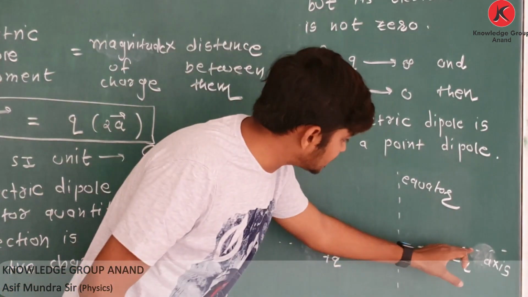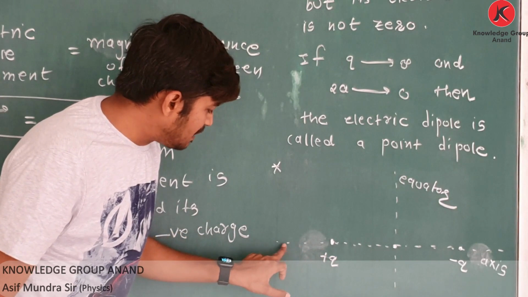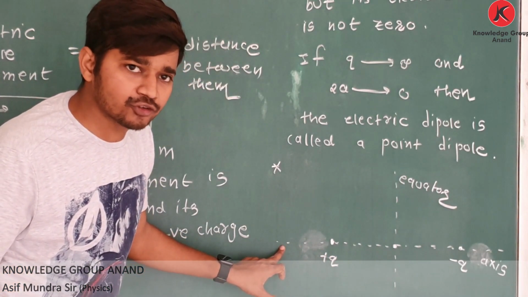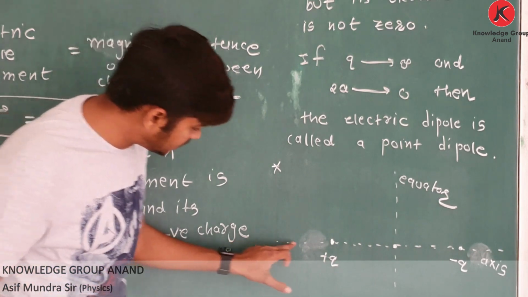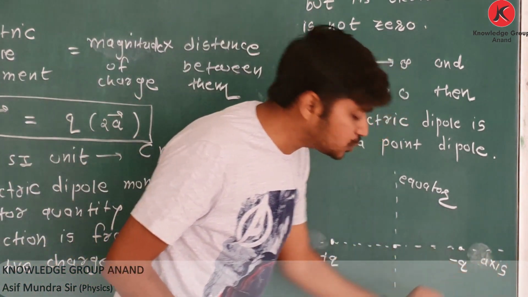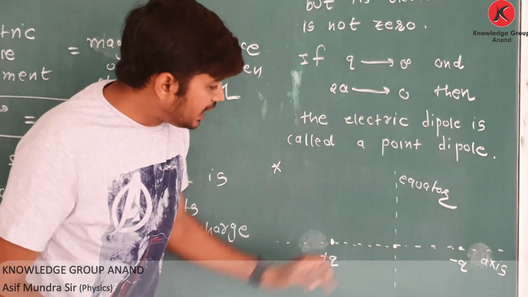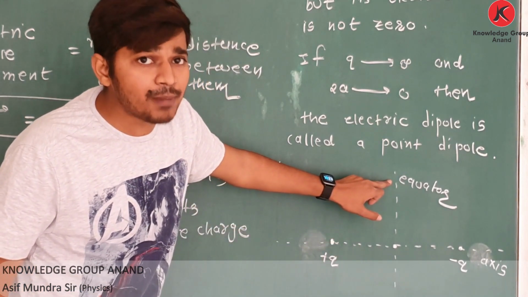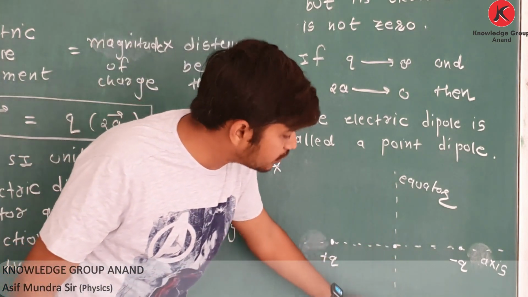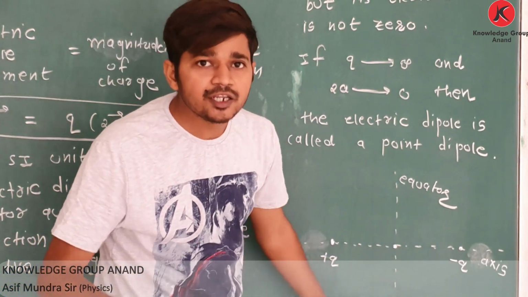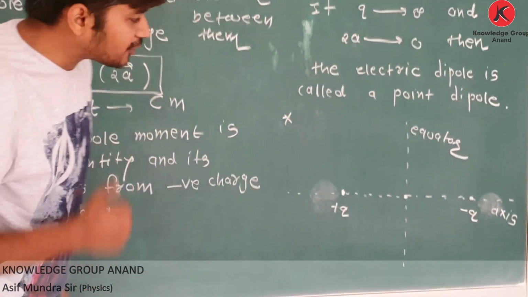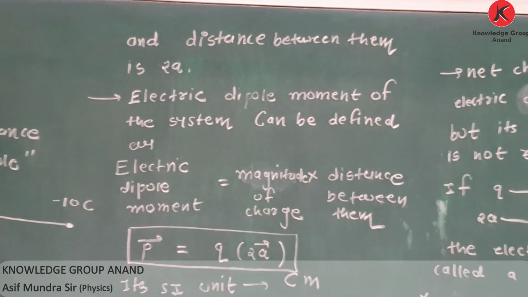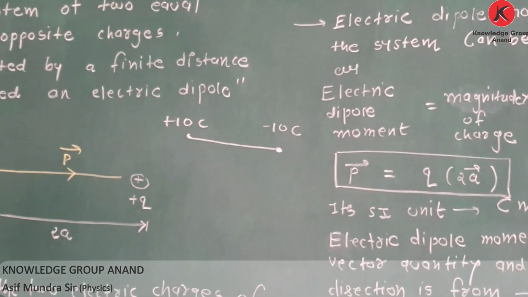Now, for an electric dipole, you have to remember two cases. What is axis and what is equator? An imaginary line passing through the two charges is called the axis of the dipole. Its perpendicular bisector is called the equator. In the next lecture we will study what is the electric field on the axis and what is the electric field on the equator.